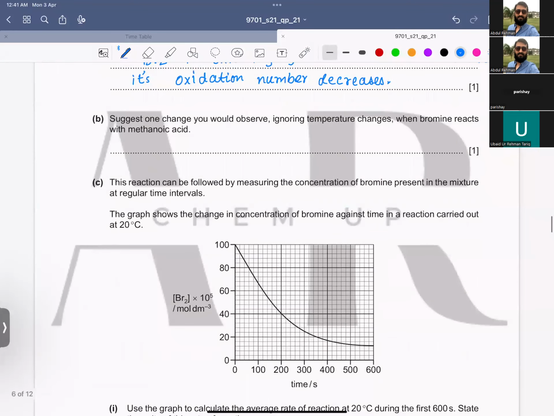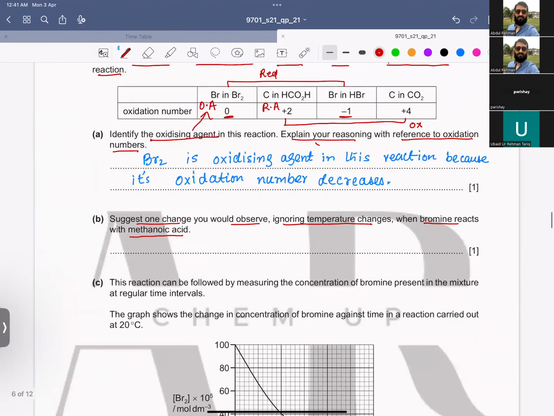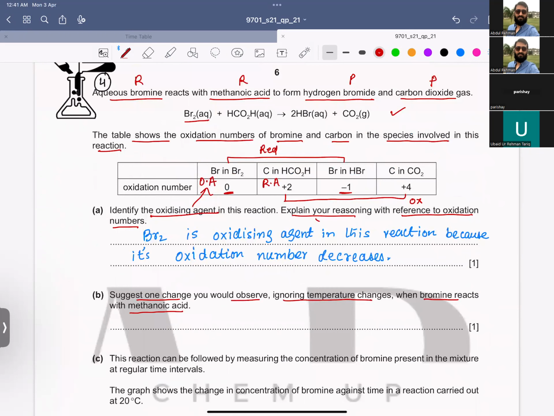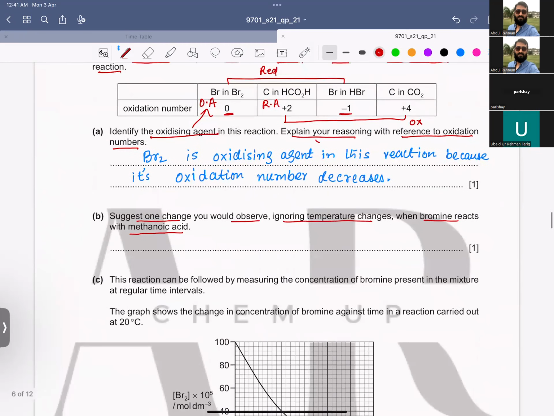Okay. Now let's move to part B. Suggest one change you would observe, ignoring temperature changes, when bromine reacts with methanoic acid. So this change is so obvious if you remember the color of halogens. We all know that bromine in an aqueous state means the solution is orange. And when it becomes a part of a compound, then it becomes colorless. So that is the change that I have to write over here.